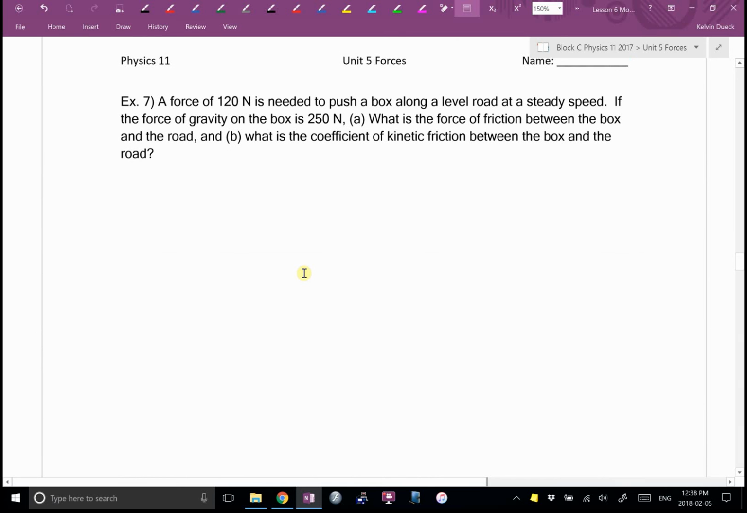All right, example 7. I like example 7. Example 7 is a nice question. A force of 120 newtons is needed to push a box along a level road at a steady speed. If the force of gravity on the box is 250 newtons, A, what's the force of friction? B, what's the coefficient of friction? Okay.